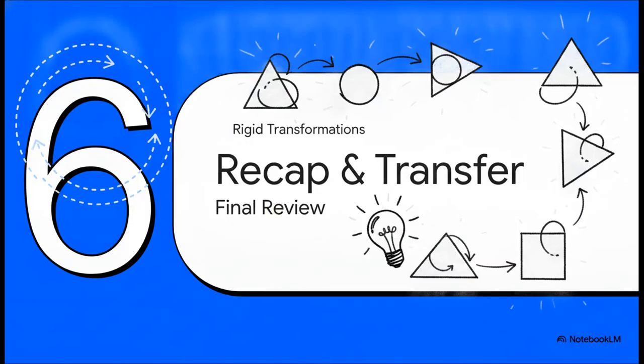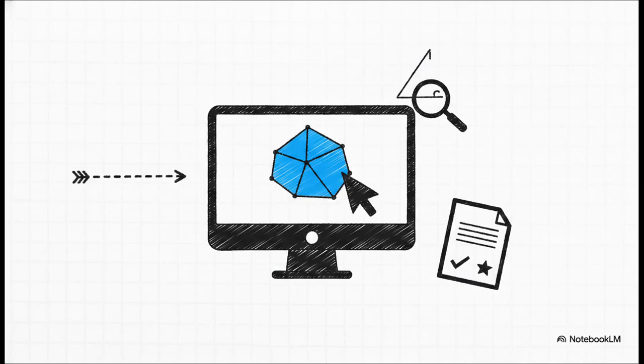And finally, Section 6, recap and transfer question. Awesome work today, everyone. Let's head into a quick recap. So the crucial point is this. Geometry software lets us construct precise figures using points and segments. Once they're built, rigid transformations like translations, reflections, and rotations move those figures across the plane while keeping their core measurements entirely invariant, meaning lengths and angles do not change.